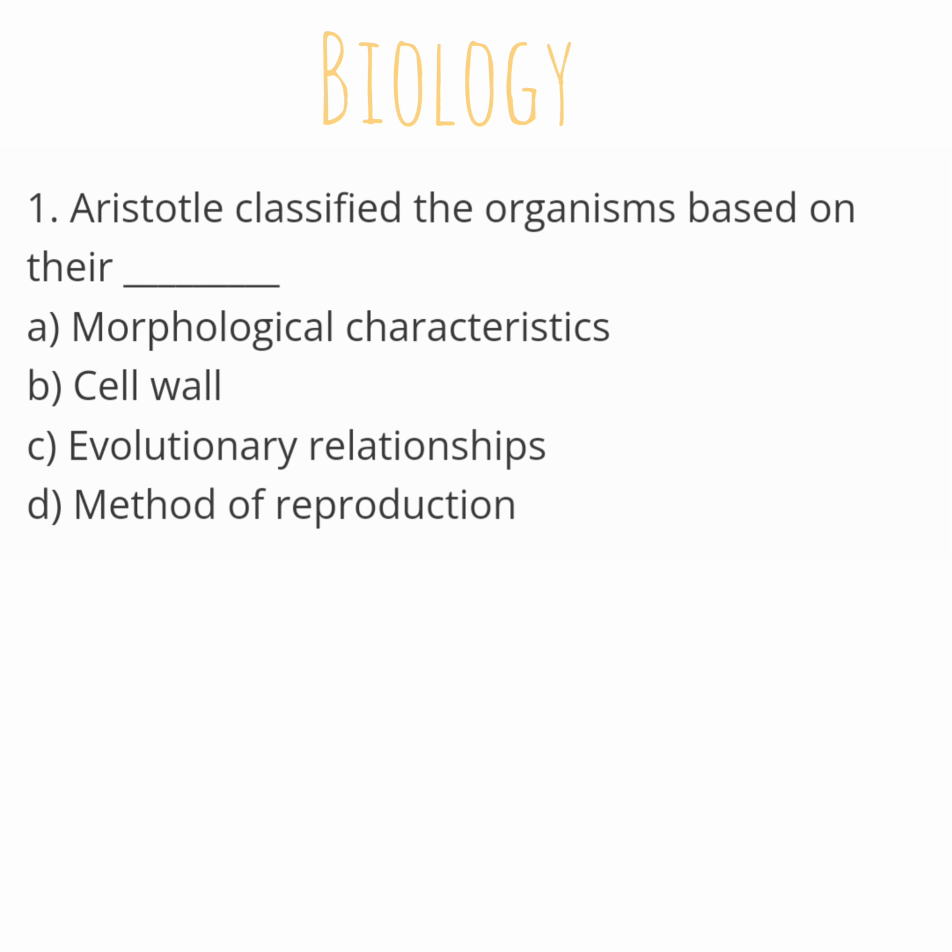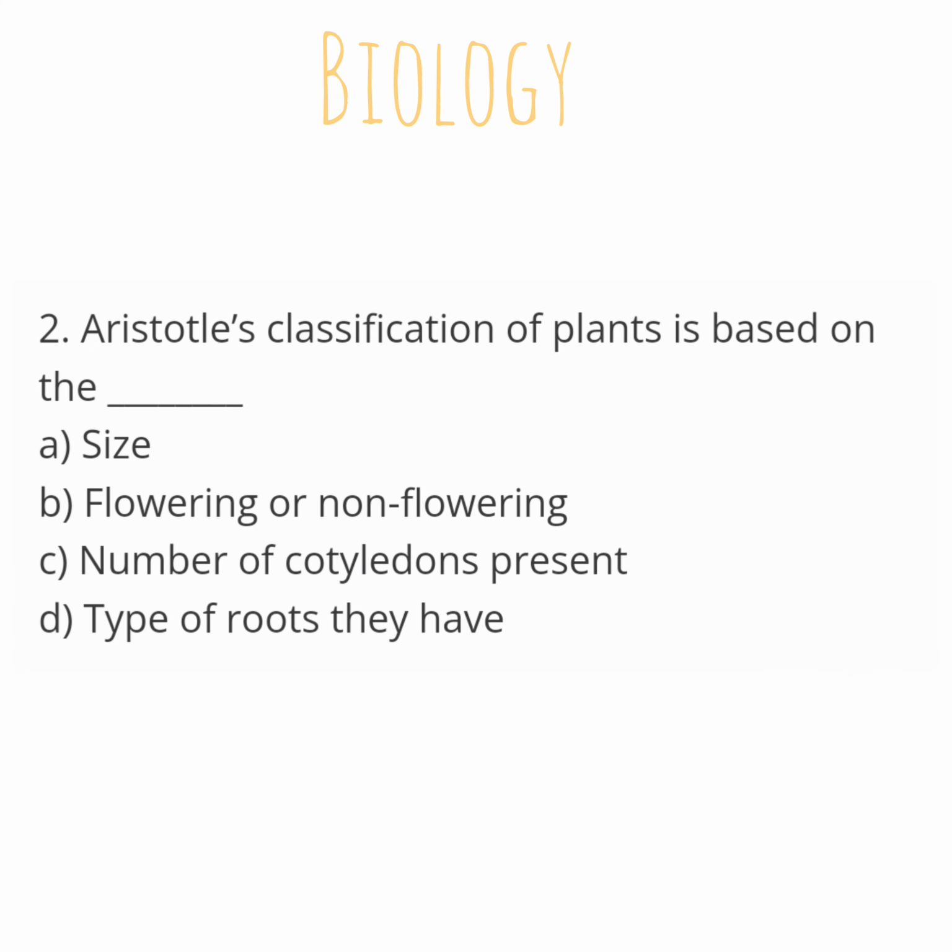Aristotle classified the organisms based on their morphological characteristics, cell wall, evolutionary relationship, method of reproduction, and the answer is morphological characteristics. Aristotle's classification of plants is based on the size, flowering or non-flowering, number of cotyledons present, type of roots they have, and the answer is size.